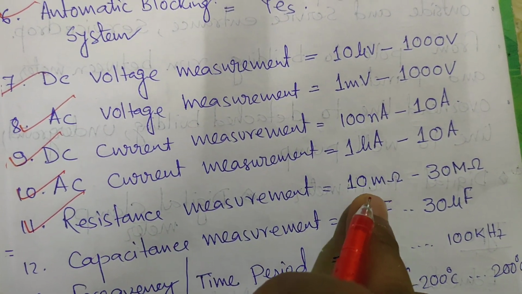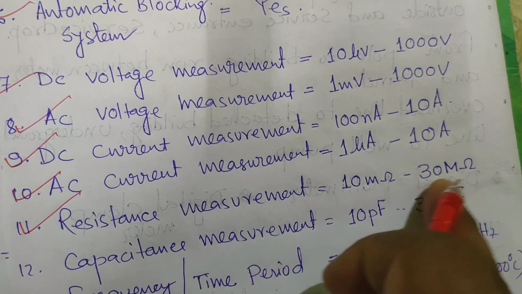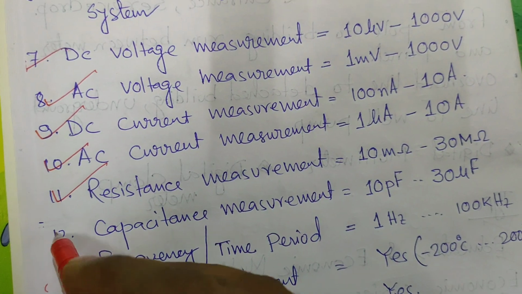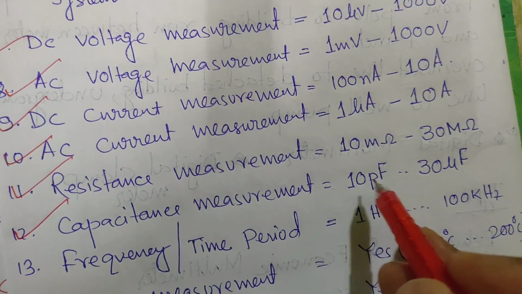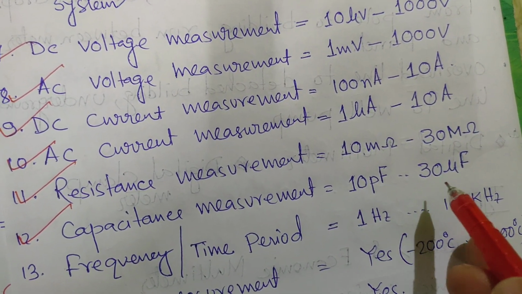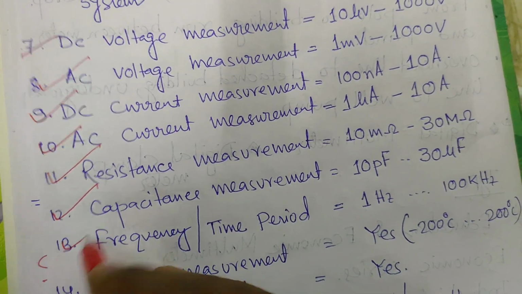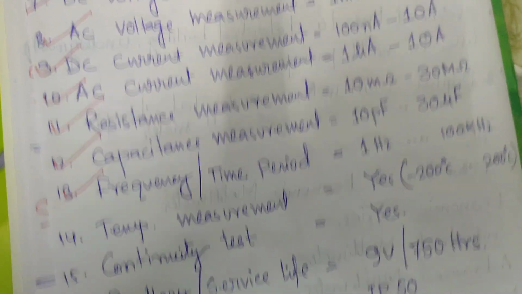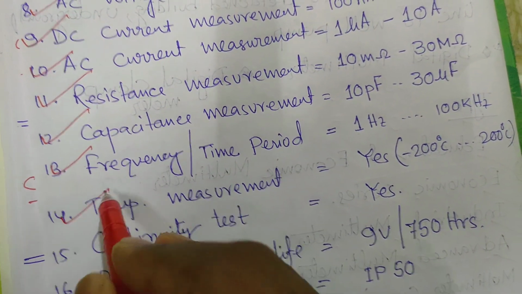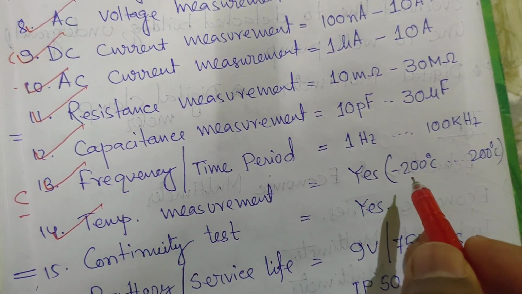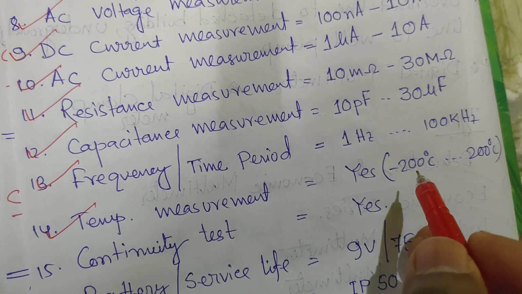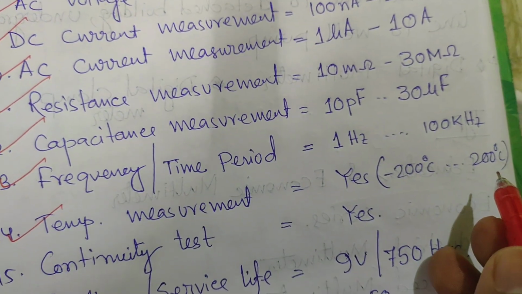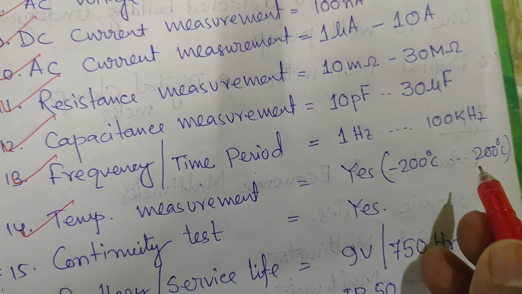Resistance measurement 10 milliohm to 30 megaohm. Capacitance measurement 10 picofarad to 30 microfarad. Frequency and time period 1 hertz to 10 kilohertz. Temperature measurement, yes, from minus 200 degrees Celsius to plus 200 degrees Celsius, it can easily measure the temperatures.